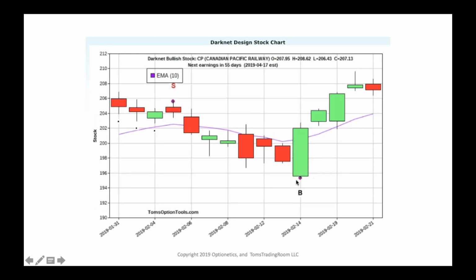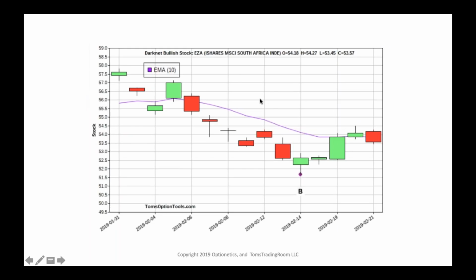Canadian Pacific, look at this one. The buy signal comes in just below 196, and now it's at 208. Huge, huge move. EZA, this is the South African index. Buy signal down here around 52. It was as high as 54, and it pulled back to about 53.5 today on the close. But you can see that the signals that we talked about last week are all performing well. I think one's a break even. The other three are clearly in the win zone. So those are doing very well as we move along.